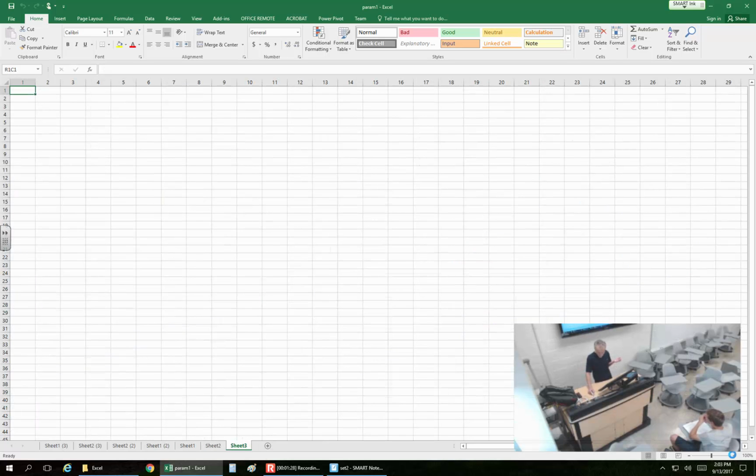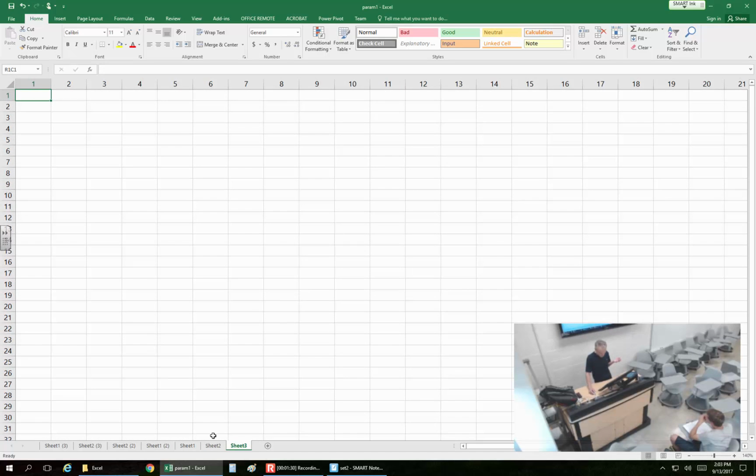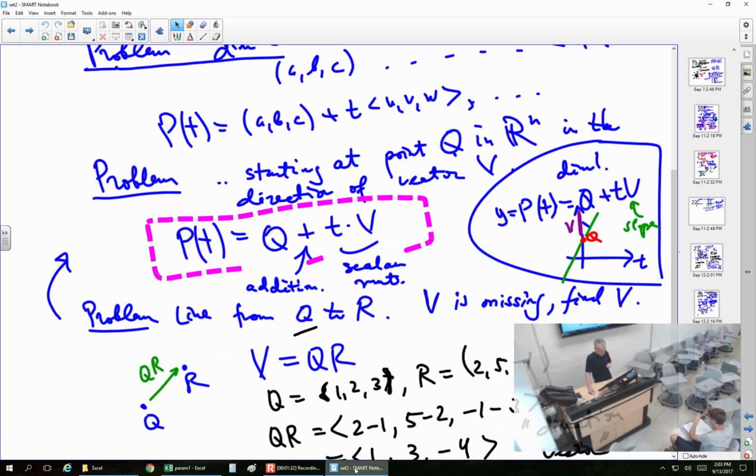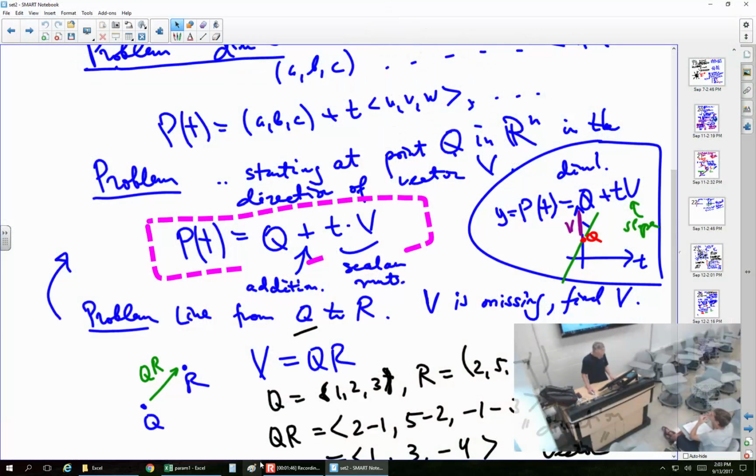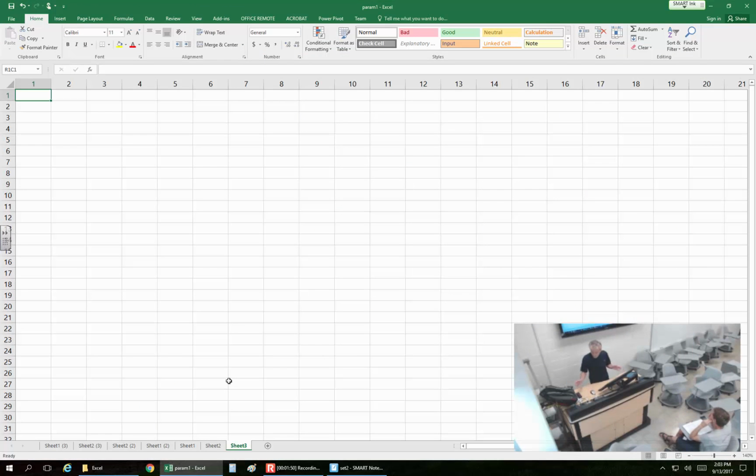Let's code this equation with Excel. So the equation is still P is equal to Q plus TV. P being the current position, T is time, Q is the initial position, and V is the velocity. But think about it, it could be easily not two-dimensional, not even three-dimensional. The dimension could be any.